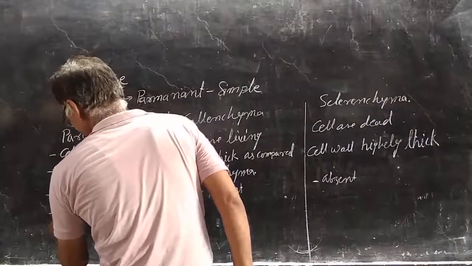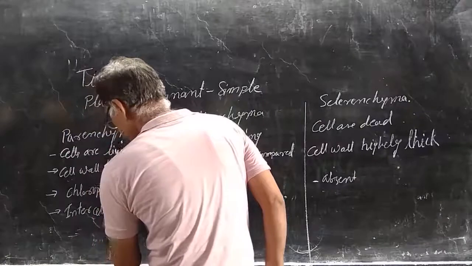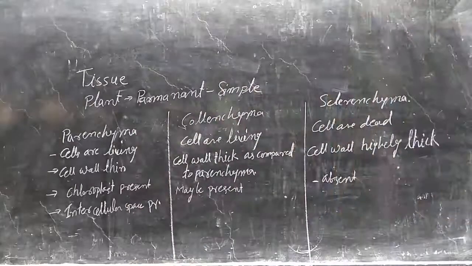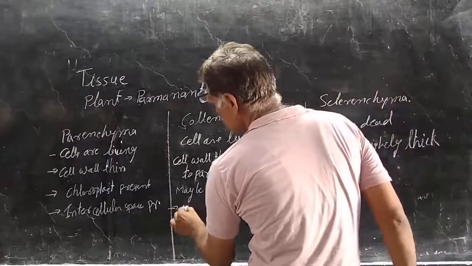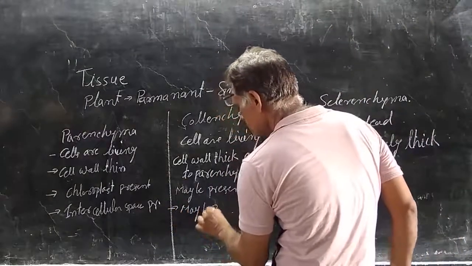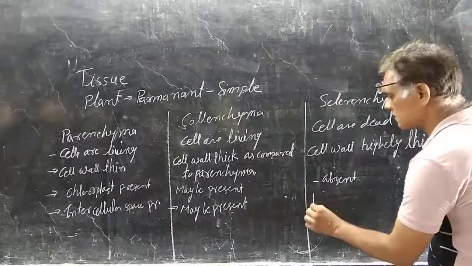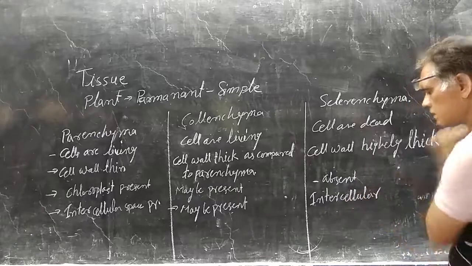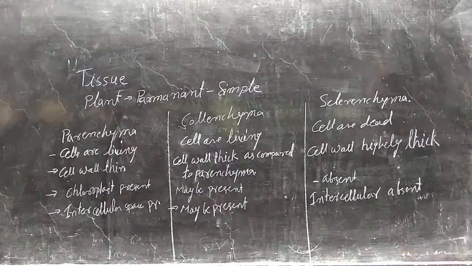Intercellular space. Intercellular space may be present in parenchyma, it may or may not be present. And in sclerenchyma, intercellular space is absent. No intercellular space between the sclerenchymatous cells.